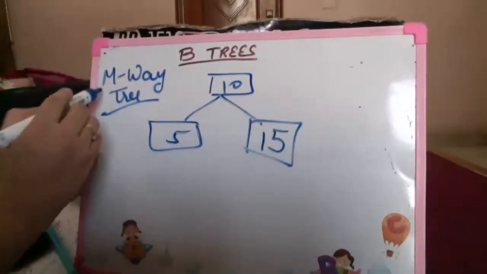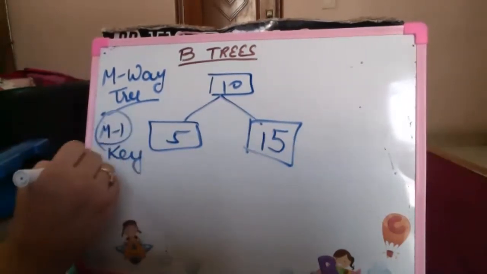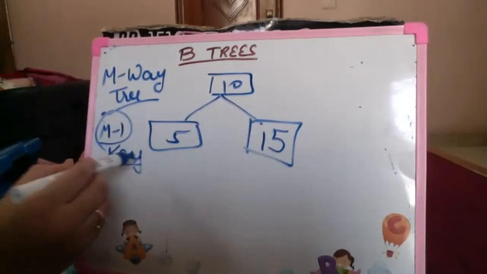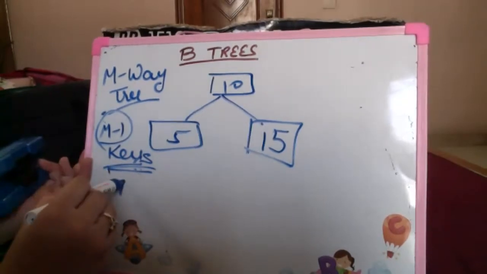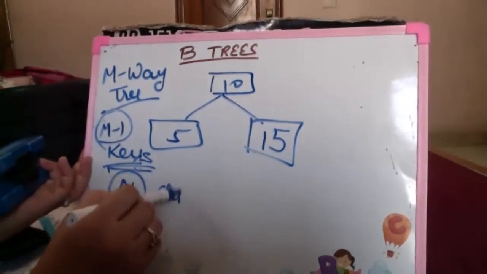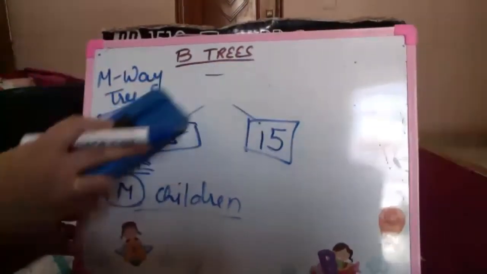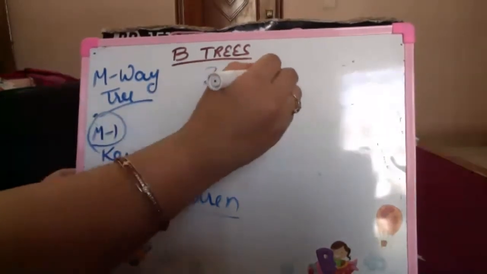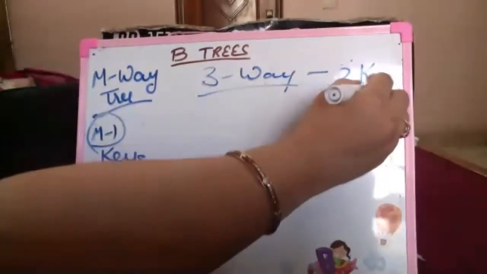I have every node that can store m-1 number of keys. I'm again repeating, for an M-way tree, every node can store m-1 keys, and every node can have a maximum of m children, less than or equal to m children. That means, in case I am giving you an example of a three-way tree, it can have a maximum of 2 keys per node and 3 or fewer than 3 children per node.